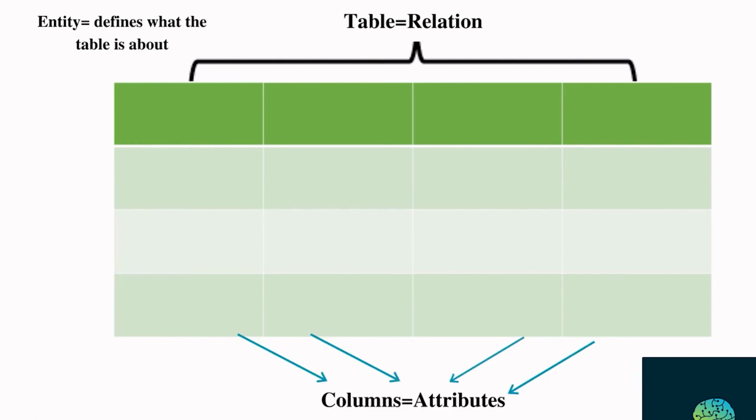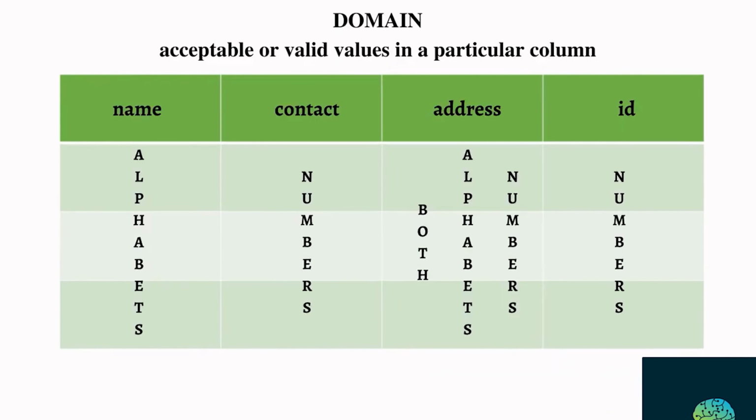The columns are called the attributes. They describe the particular characteristics of the entities. For example, an employee entity can be described by the employee's first name, last name, date of birth, address, etc. Rows represent a single record or one particular entry of our data. Rows are called tuples.